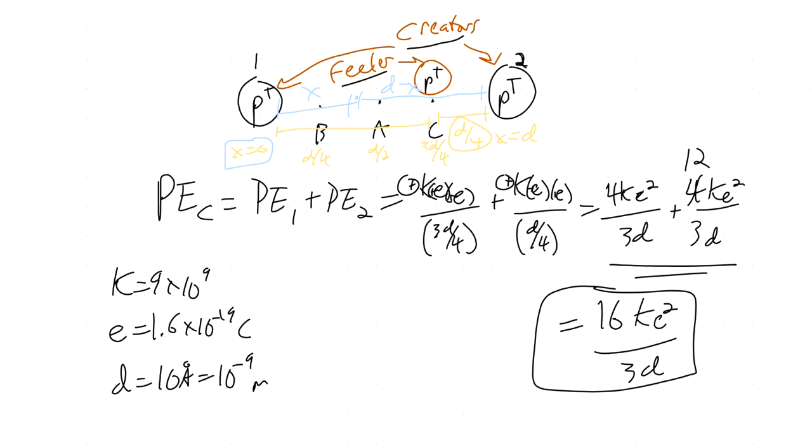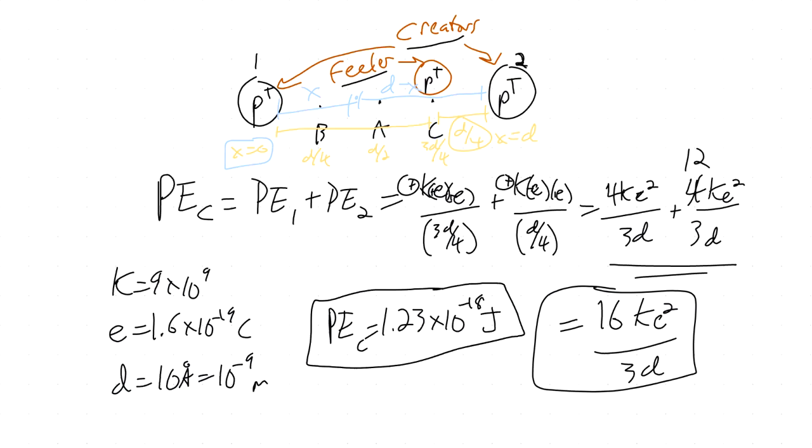9 times 10 to the 9, 1.6 times 10 to the negative 19 squared, right? Times 16 thirds, and then divided by 10 to the negative 9. So the potential energy at point C is 1.2288. I'll write it as 1.23 times 10 to the negative 18. And remember, joules. We're back to joules. That's just how many joules we have.